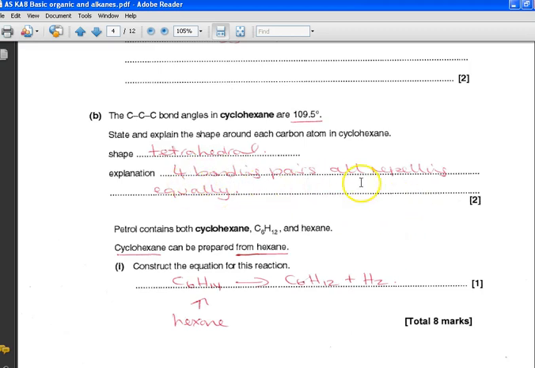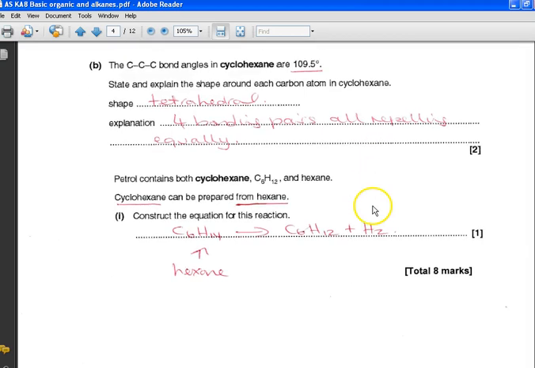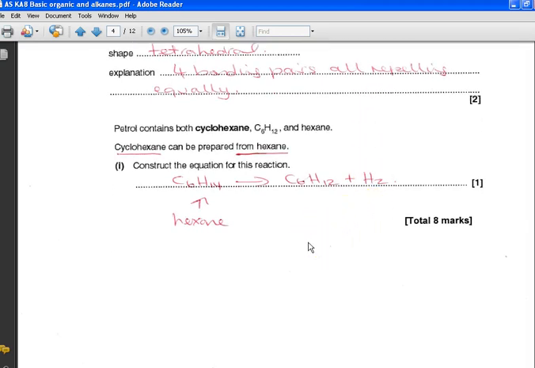Okay, and the explanation is always for why they take up the shape. It's always because the bonding pairs repel equally, or if there is a lone pair, the lone pair repels that bit more. So whatever the shape is, you look at what is around the central atom and they all repel equally, or if it's a lone pair, they repel a little bit more. Okay.